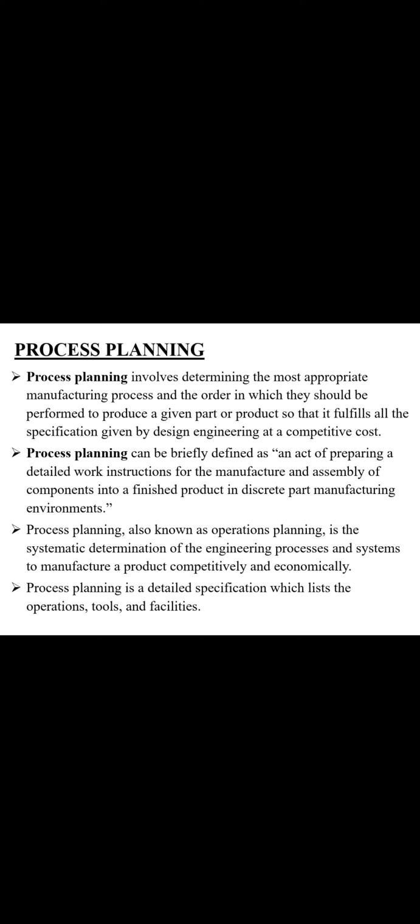Process planning, also known as operations planning, is the systematic determination of the engineering processes and systems to manufacture a product competitively and economically. Process planning is a detailed specification which lists the operations, tools and facilities.